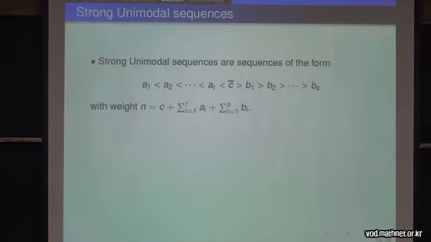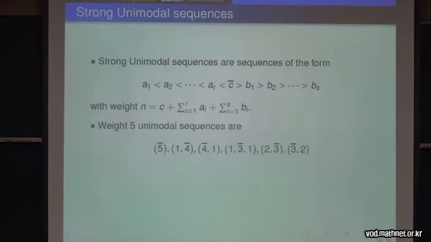By strong unimodal sequence, we mean a sequence that keeps increasing, and then there is a peak, denoted by c bar, and after the peak the sequence decreases. We call that kind of sequence a unimodal sequence, and we define the weight of a unimodal sequence as the sum of the numbers that appear in the sequence. We also define the rank of a unimodal sequence as the difference between the number of parts after the peak and before the peak.